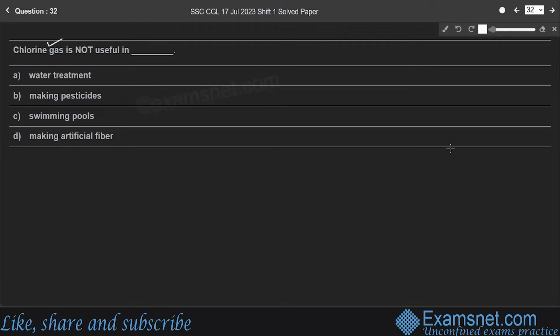Question 32. Chlorine gas is not useful in making artificial fiber. Option D is the right answer. Chlorine is a yellow-green coloured gas, and it is used as a bleaching agent. It is used in the manufacture of paper, plastics, and cloth, and also in the manufacture of pesticides, rubber, and PVC, polyvinyl chloride. Therefore, chlorine gas is used in making pesticides.